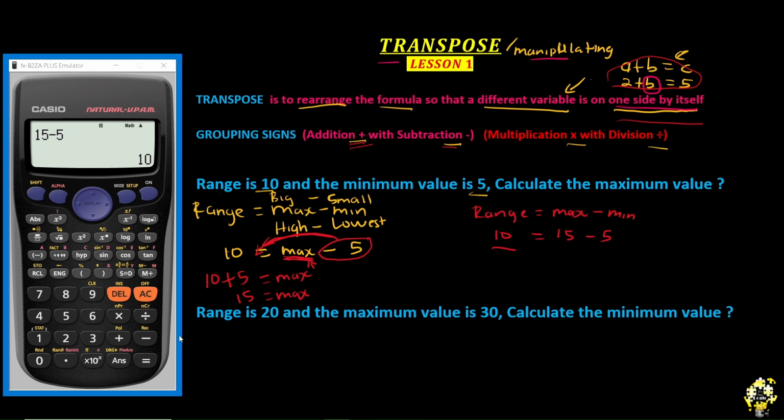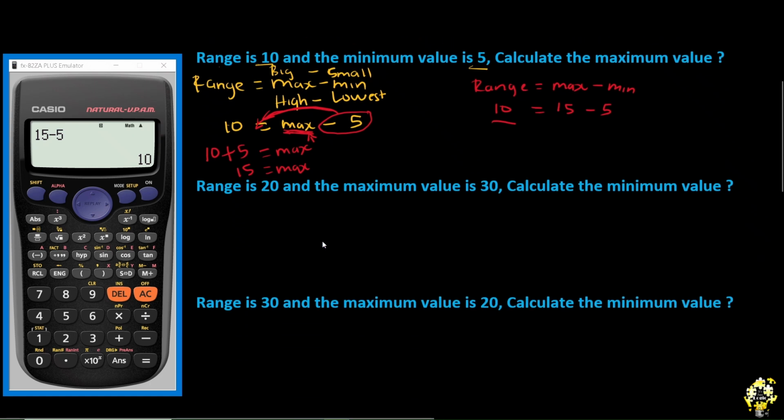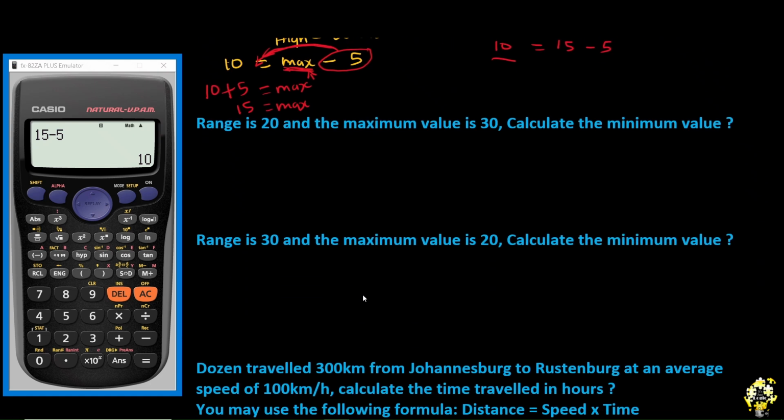But now let's continue to make sure that we cement the knowledge that you already have. And like I always say, you can pause the video if you want to and give them a go. And then you continue with the video after you feel like you have given them a go. Now let's come here. Now we are told that a range is at 20. The maximum value is at 30. Now we have to calculate the minimum value.